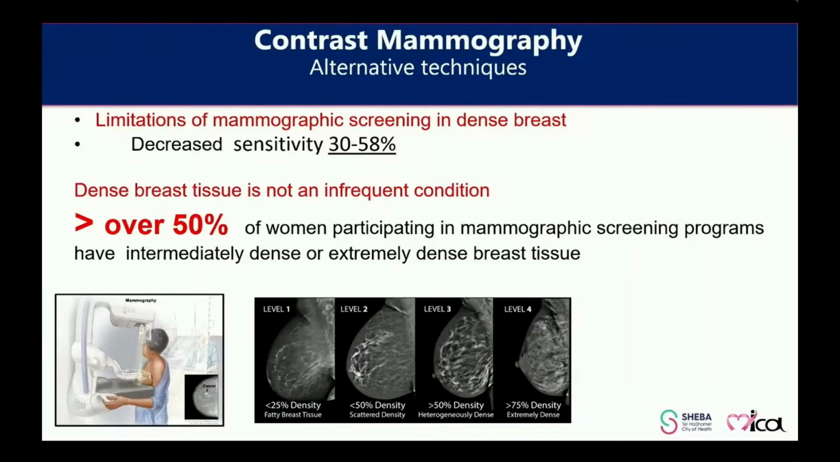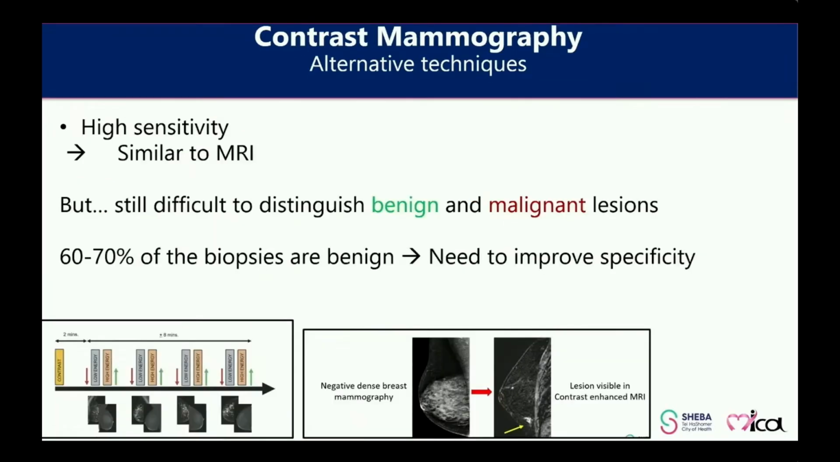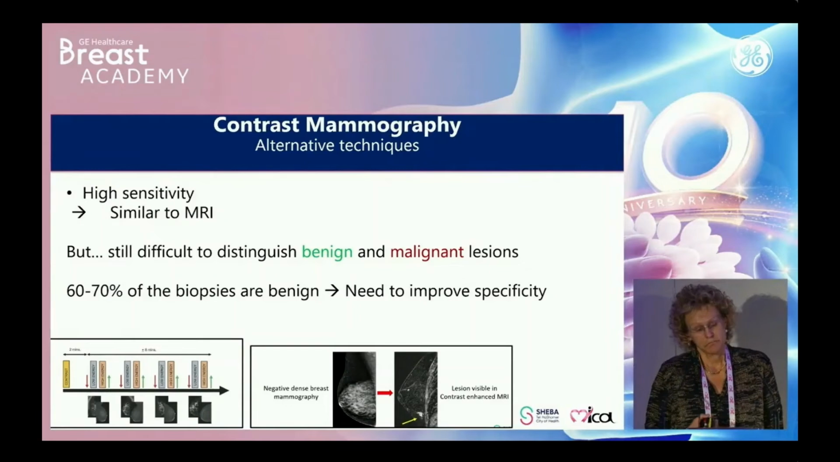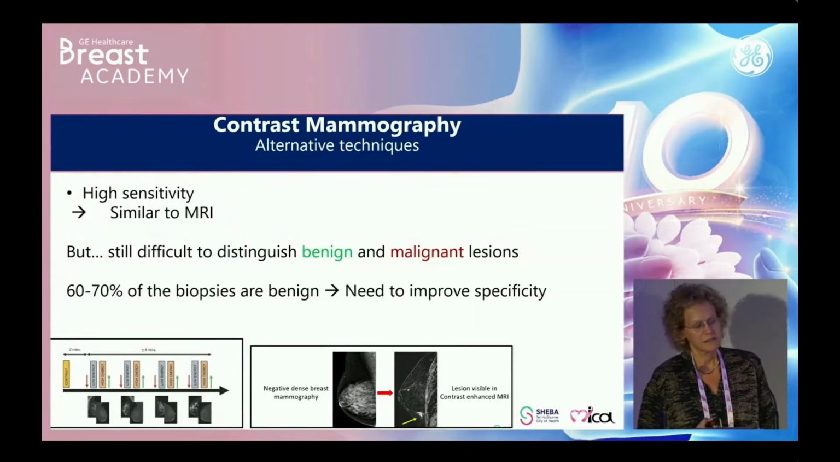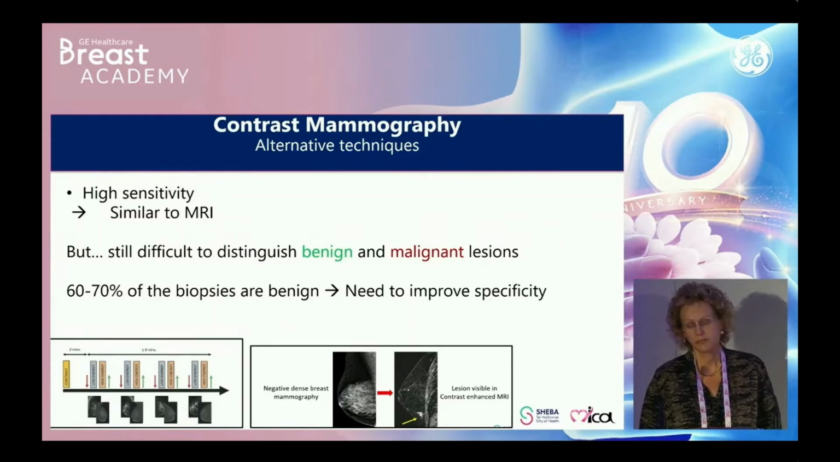Why do we need AI for contrast mammography? As we saw in the talks today, the main limitation of mammography is breast density, which appears in quite a large number of women, and that's why contrast mammography is very important. However, like breast MRI, contrast mammography has limitations. It is a very sensitive examination, but it is still very difficult to distinguish between benign and malignant enhancement. Around 60 to 70% of our biopsies are benign, and we try to reduce this number, meaning to improve the specificity of contrast mammography.